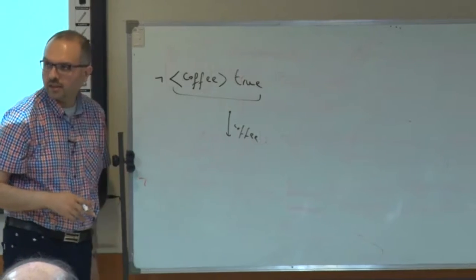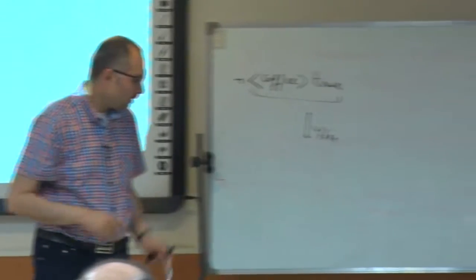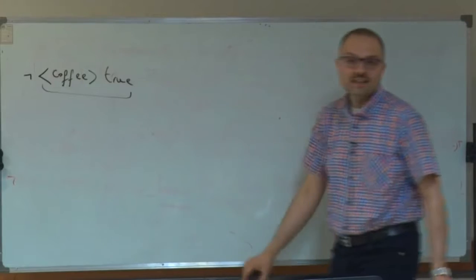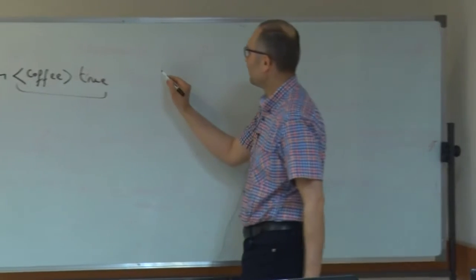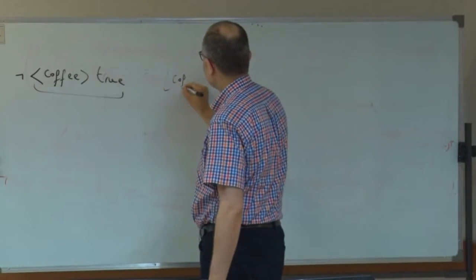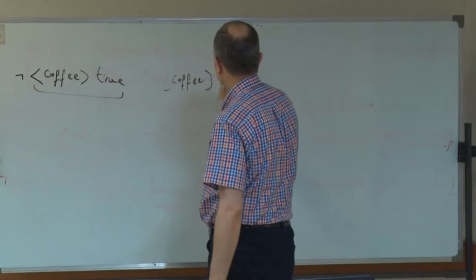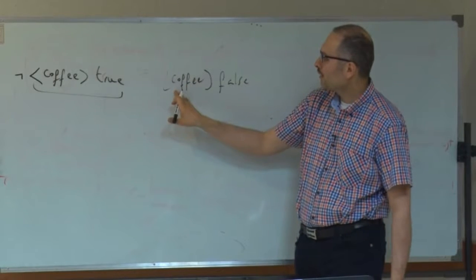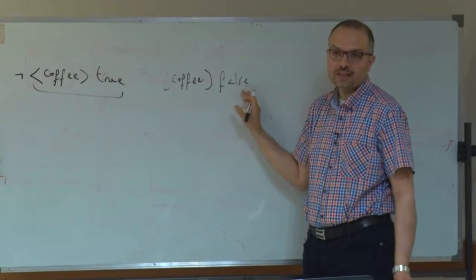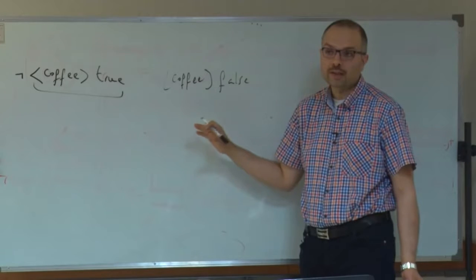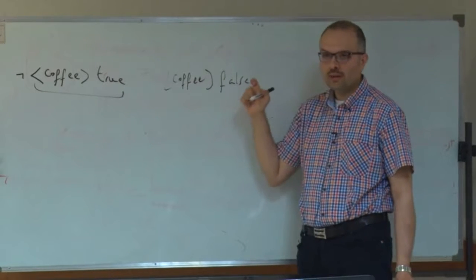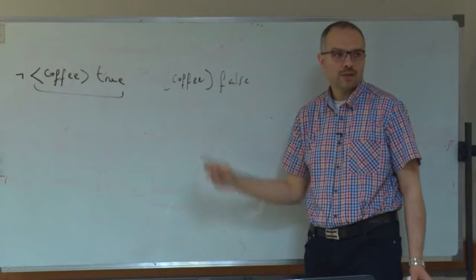Any other suggestion? One more suggestion, please. Box coffee false. Perfect. Box coffee false. This says, if you can do a coffee, then you should satisfy false. You can never satisfy false, so you better not do a coffee. If you do a coffee, then you should satisfy false. You better not do a coffee right now because you can never satisfy it.